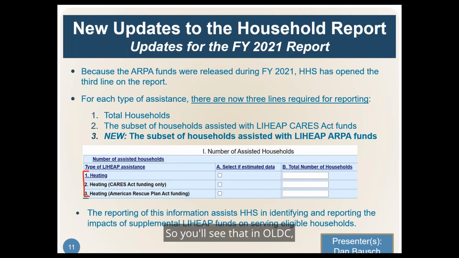So you'll see that in OLDC, you'll see the labels that are shown on the screen here. And the reporting of this information is going to assist HHS in being able to understand the impact of each of those sources of funding, each of those categories in serving eligible households.